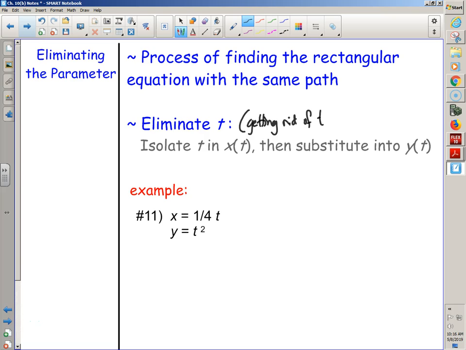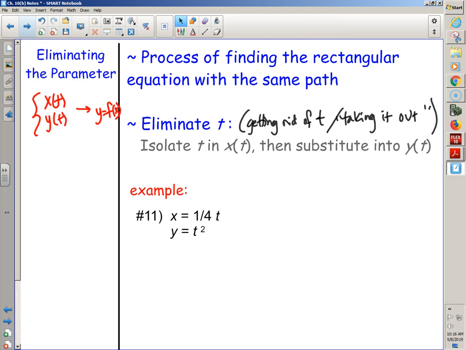T or theta, it could be a theta. You're getting rid of t. You're taking it out. I'm going to put it in quotes, but eliminate, to take it out, to get rid of it. But there's a very specific way to get rid of it. The idea is to eliminate the parameter. We're taking our x of t, y of t, and we're trying to get back to the good old-fashioned friend we're used to, f of x.